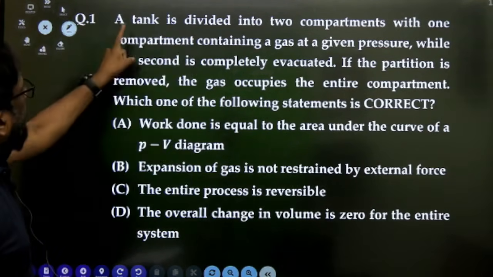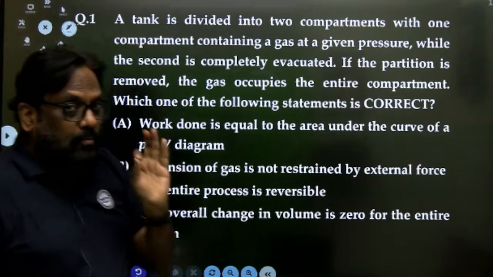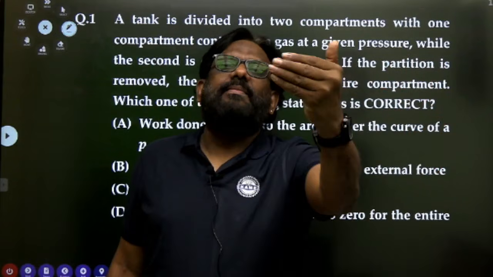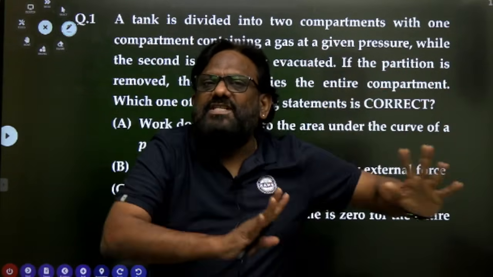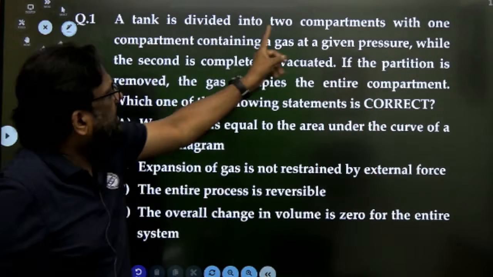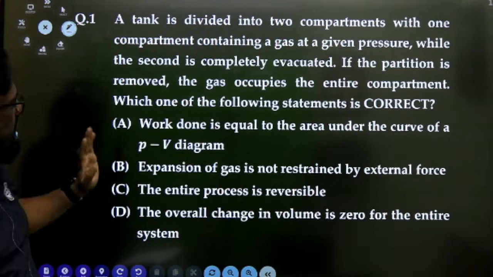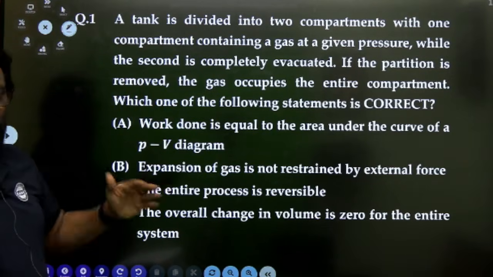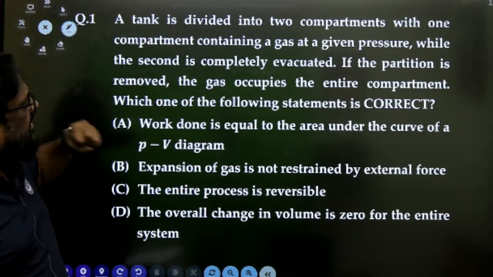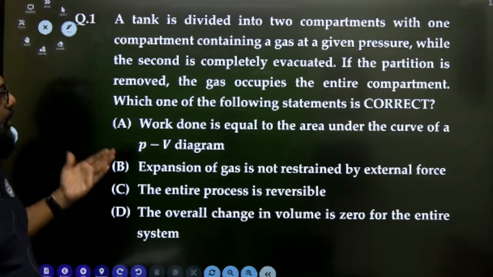One more thing: I'll give you some associated concepts so that you will have some edge. It is not just doing questions, but concepts will also be revised. Chalo. A tank is divided into two compartments with one compartment containing gas at some pressure P, while the second is completely evacuated. Means on the other side there is complete vacuum. If the partition is removed and the gas occupies the entire tank, which of the following is true?